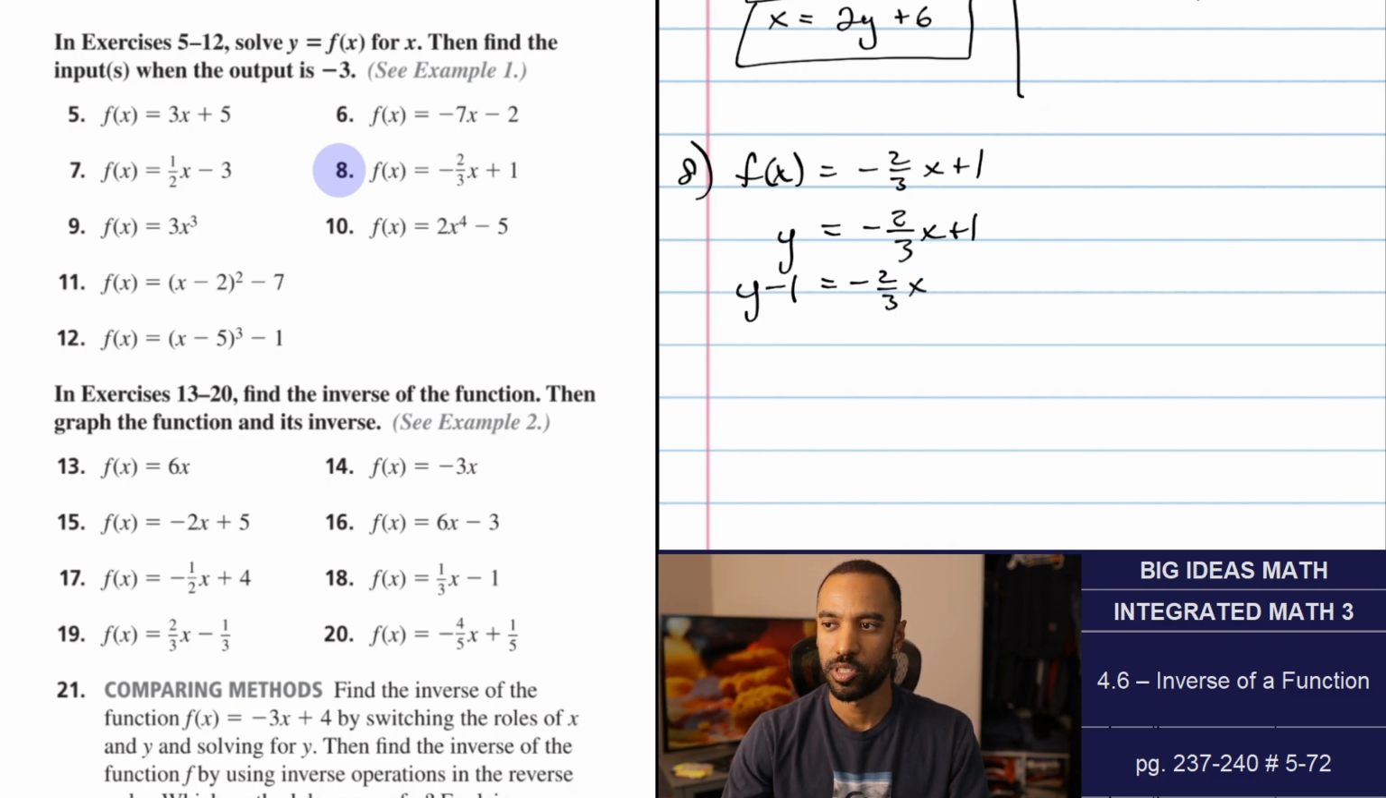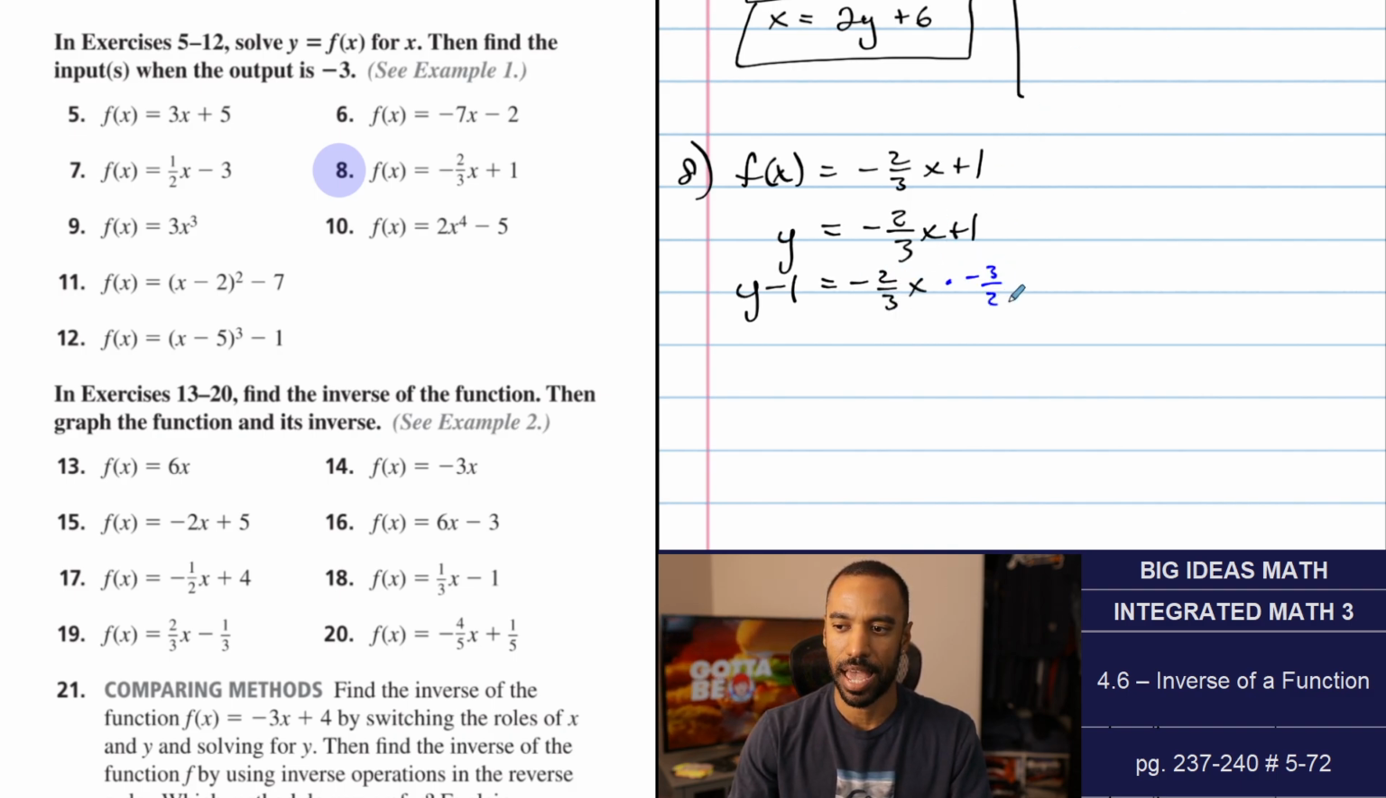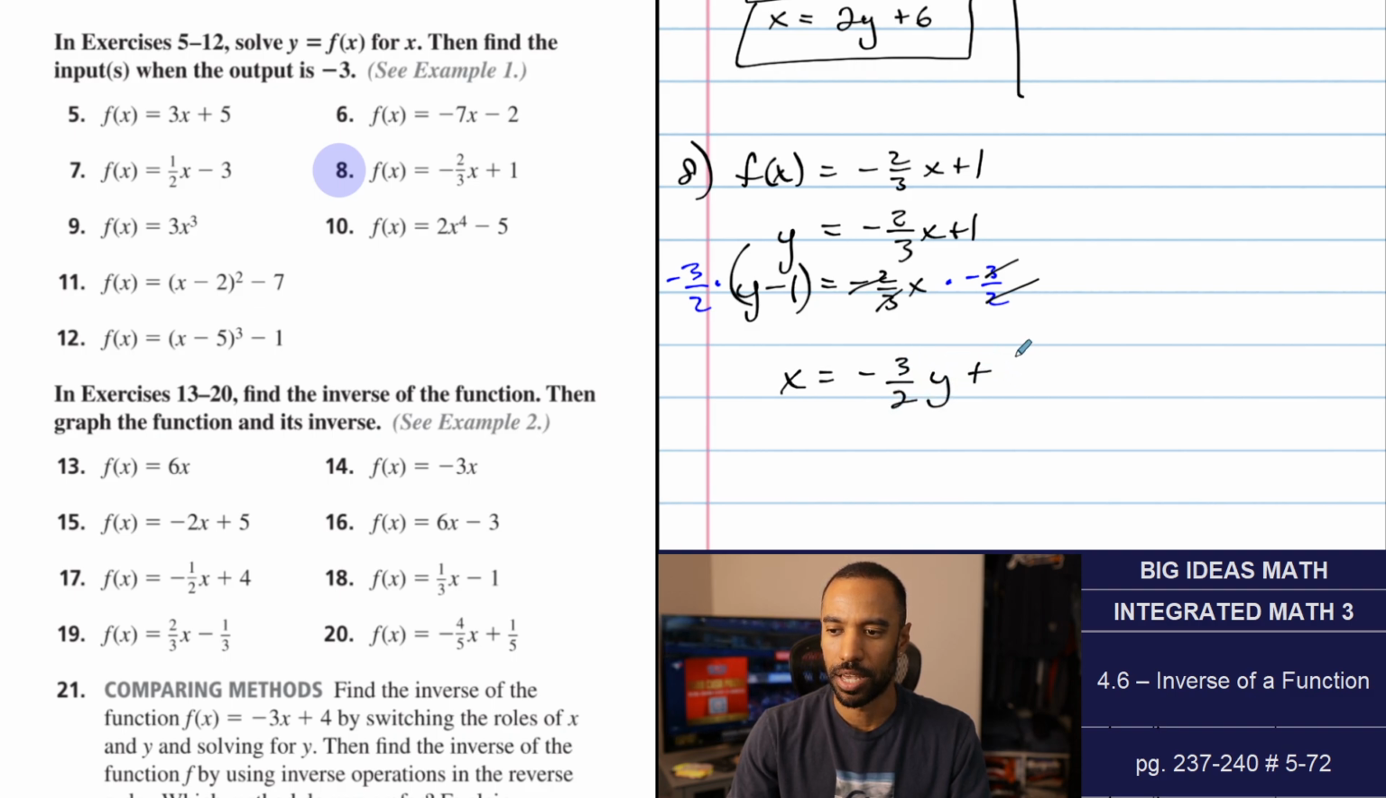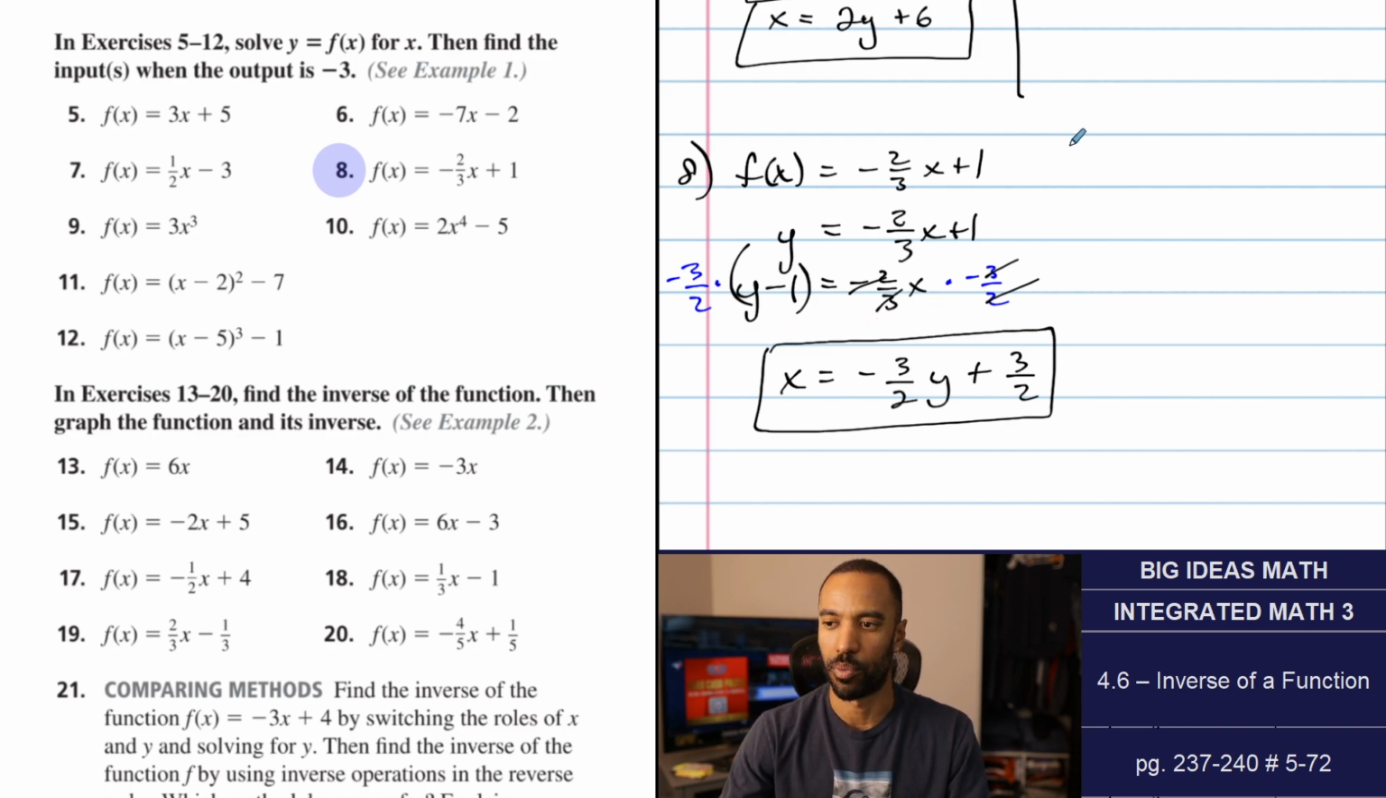And then multiply both sides by negative 3 halves, negative 3 halves. If this is cleaner for you to leave in factored form, you can. But these are gone. You're just left with x equals. We can still distribute. You can call it negative 3 halves y plus 3 halves because distributing the negative. They're also 1.5. Maybe you want to write some 1.5s.